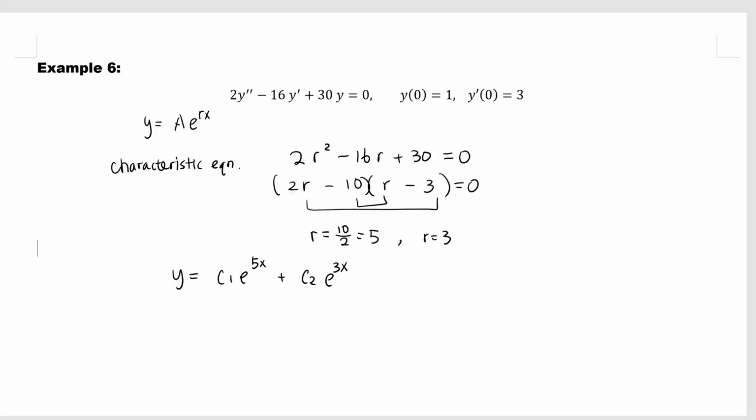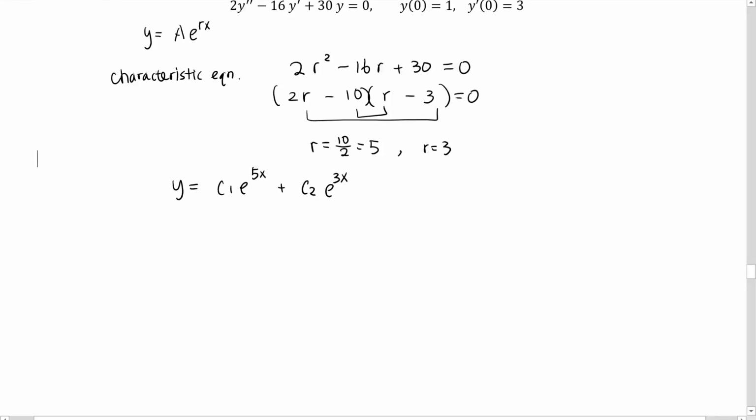Given a second order linear differential equation with constant coefficients, you first figure out the characteristic equation, and then you solve for the roots. After you get your roots, you just use the formula. Here we are in the case of two distinct real roots, so the solution looks like e to the r1x and e to the r2x. Because we have initial values, we can plug them in and figure out c1 and c2.